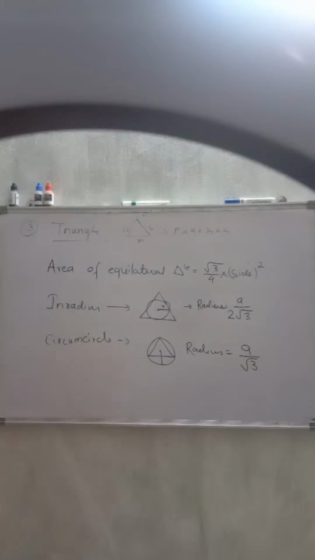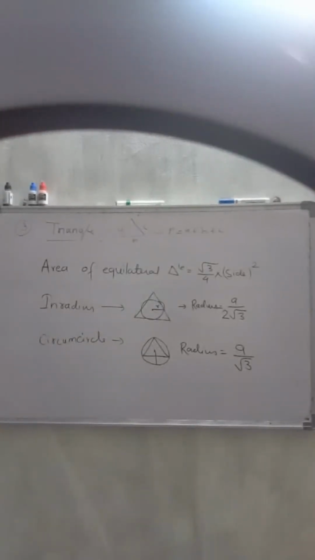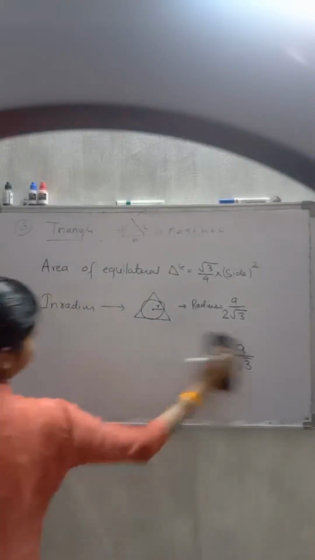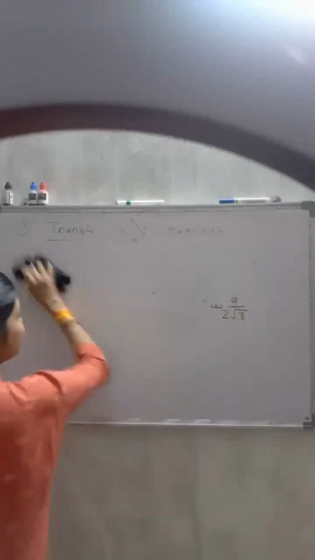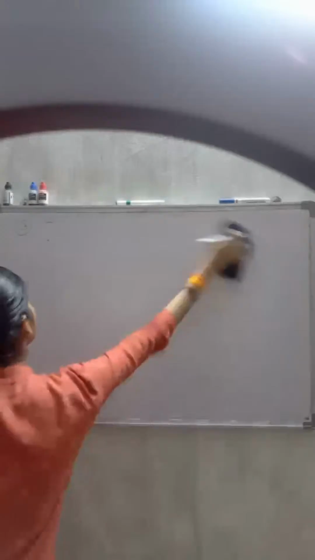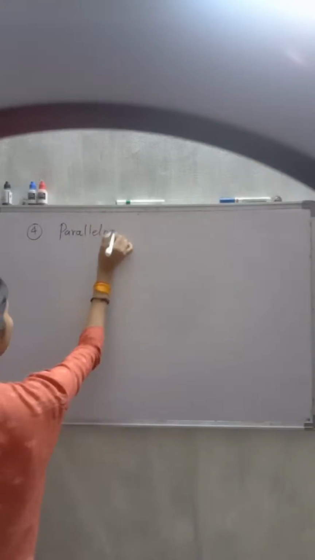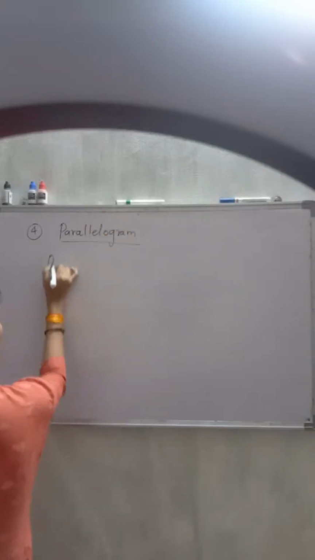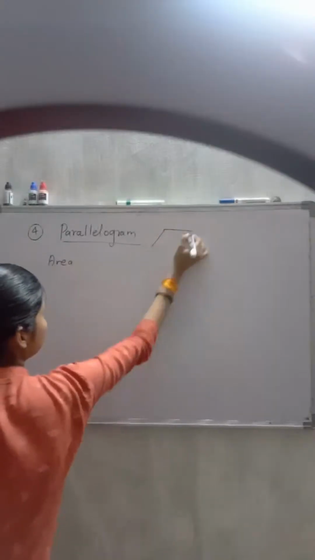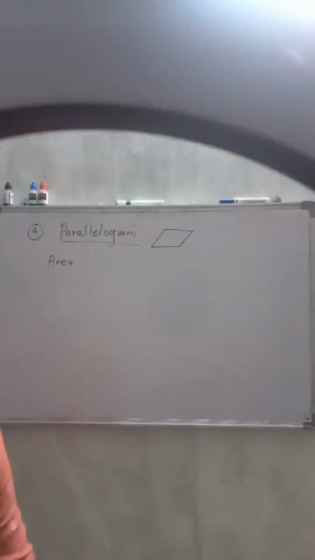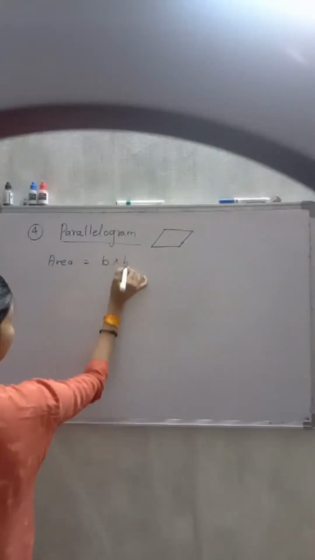Now next is area related to parallelogram. Fourth is our parallelogram. The area of parallelogram in which opposite pair of sides are equal and parallel. Area is base into height always.